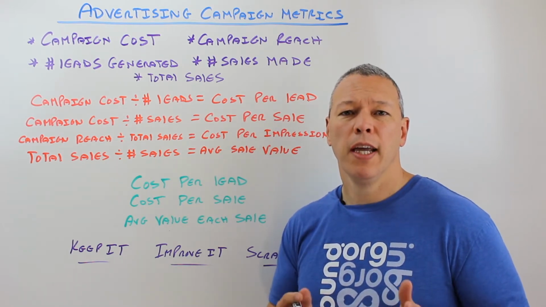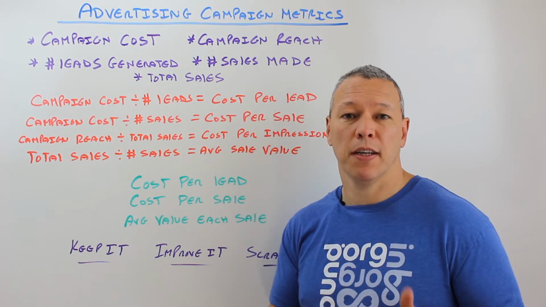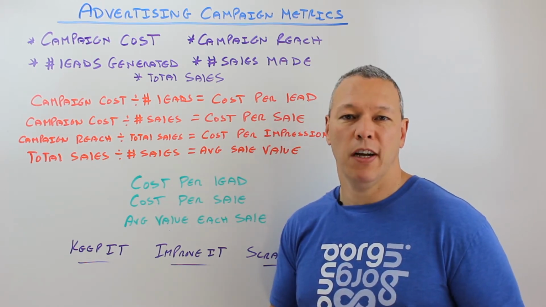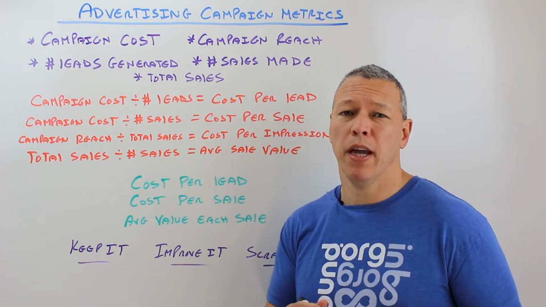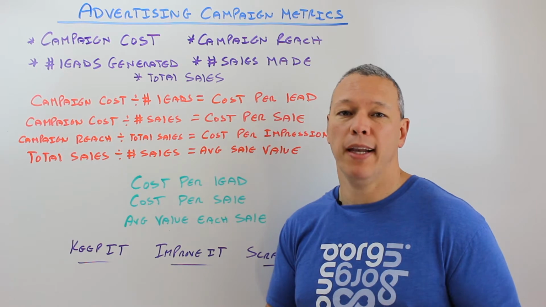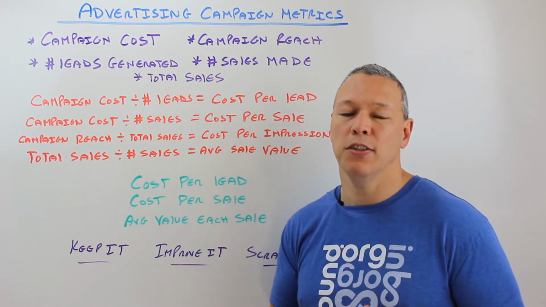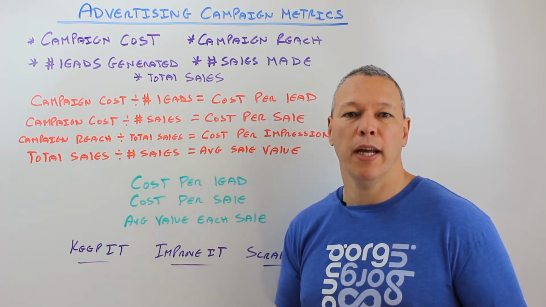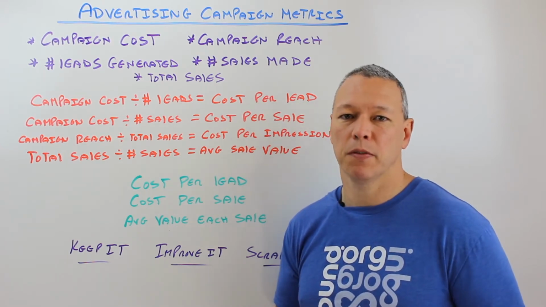Okay, so here we're going to talk about some basic campaign metrics you should be tracking. Depending on what kind of advertising you're going to be doing, you'll probably have a couple other metrics you may be tracking, but these are the core ones. So if you don't do anything else, if you track these, at least you'll have a very good idea how that ad campaign is performing and if it fits with your business.